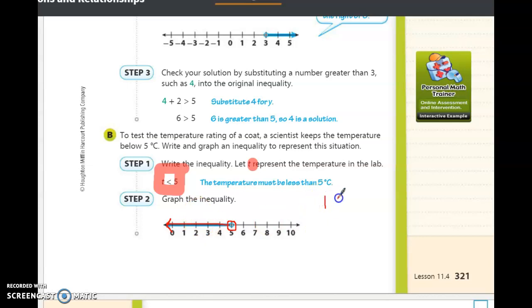If we substitute 1 for t, we have 1 is less than 5. Does that make sense? Yes, it does. So we know our answers are correct. All right, you're done with page 321.